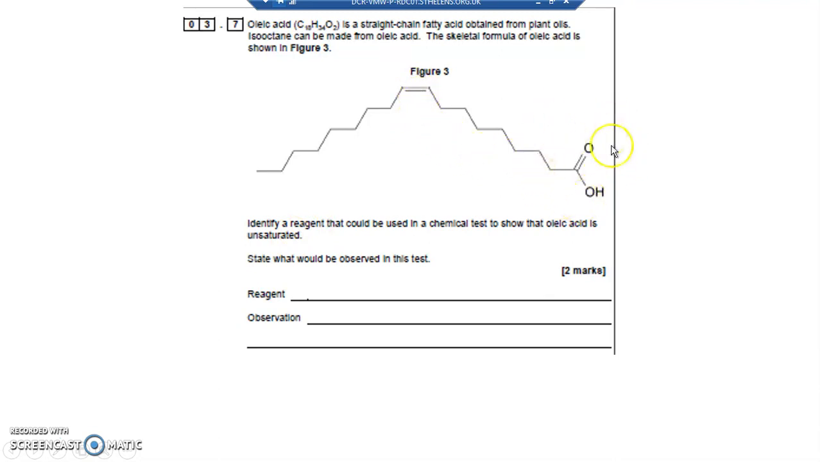So even though it's got a carboxylic acid group, the common mistake will be to say add sodium carbonate and look for bubbles. It's not actually asking that, it's asking for unsaturation, so it's asking you for tests for this double bond here. So your answer is bromine, or bromine water goes from orange to colourless.